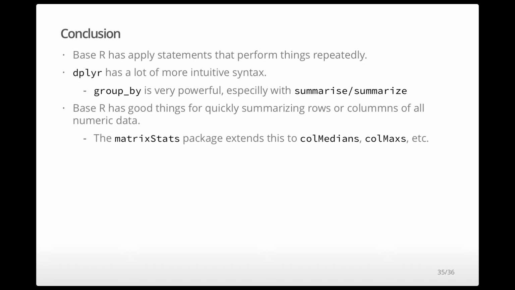So base R has some apply statements. dplyr has some more intuitive syntax. Group by is very powerful. A lot of times what you're doing is you're combining that with summarize. The matrixStats package expands on some of these things. So right now in R, there's column means, column sums, row means, row sums. The matrixStats package expands on that to do row standard deviations, row variances, row counts, and more. So rowMeans exists in base R, but if you load up the matrixStats package, it has more.